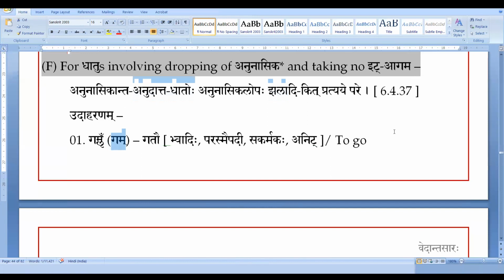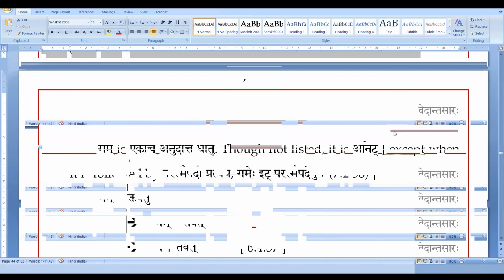It is ekach anudata dhatu, anit. That is why gam dhatu is anit. You know, Itagama. What is gam plus ta pratyaya? Gata only. Gata. But we get gamishyati. How do you get gamishyati then?